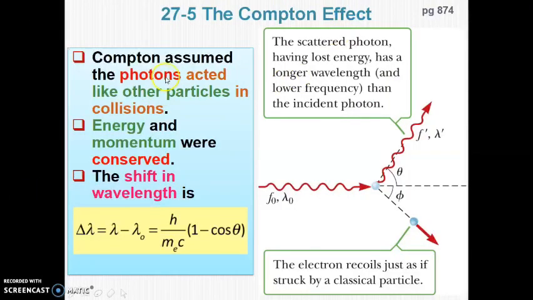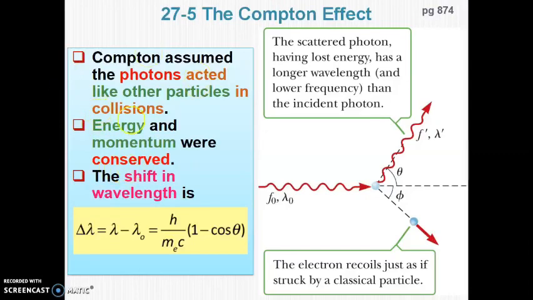Okay, so this one is the Compton effect diagram. Compton assumed the photons acted like other particles in collision, like a momentum collision. Remember that one. So energy and momentum were conserved.